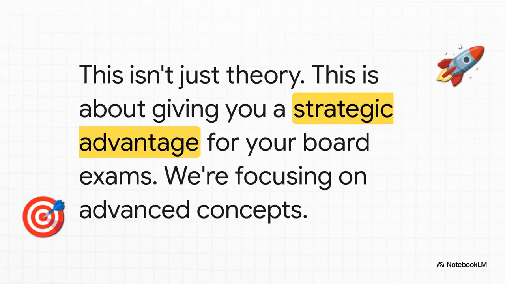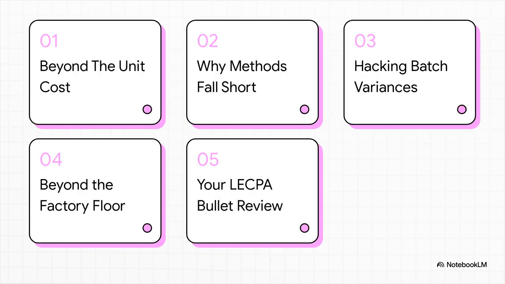And look, this isn't just some boring theory. This is about giving you a real strategic edge for your board exams. We're zeroing in on the advanced stuff that's gonna make you stand out. All right, here's our game plan for today. We're gonna start by looking beyond the single unit, then figure out why the old school methods just don't cut it anymore. After that, we'll learn how to totally hack batch-level variances. Then we'll take these ideas out of the factory and finish up with a super fast bullet review for your exam. Let's get into it.